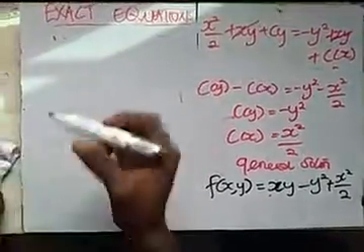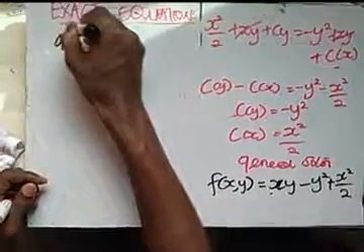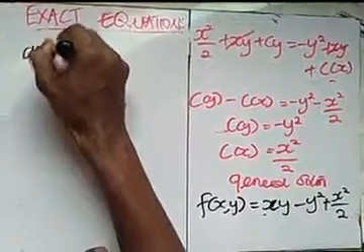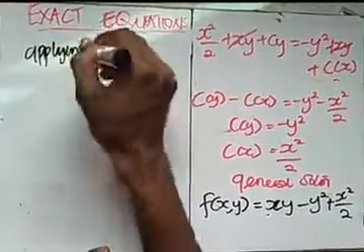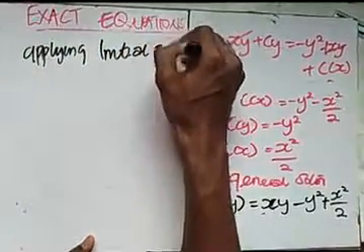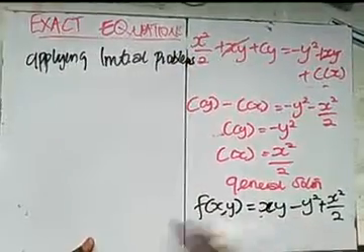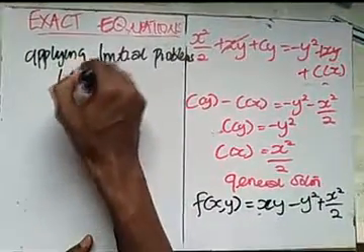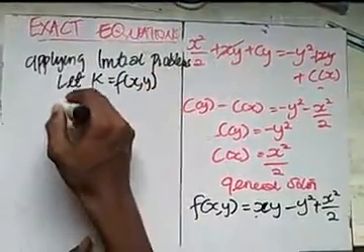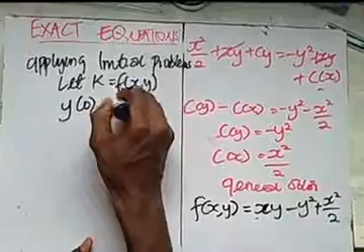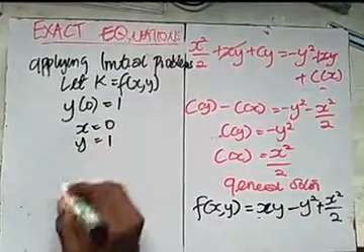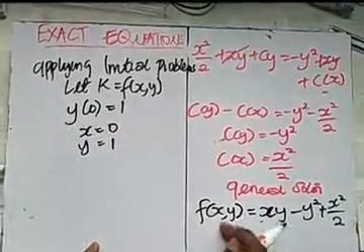Let's continue. So applying the IVP, which is initial value problem. In our first class, we discussed the initial value problem for this equation. So let k equal the function of x and y, and this is our initial condition, equal to 1, where x is equal to 0 and y is equal to 1. So we substitute it into this equation.